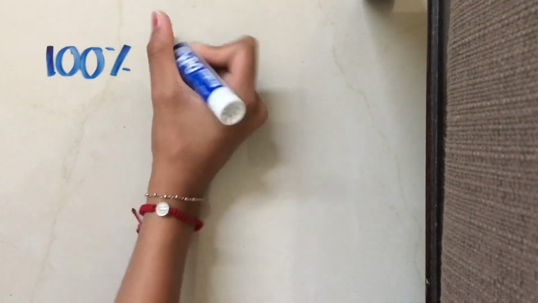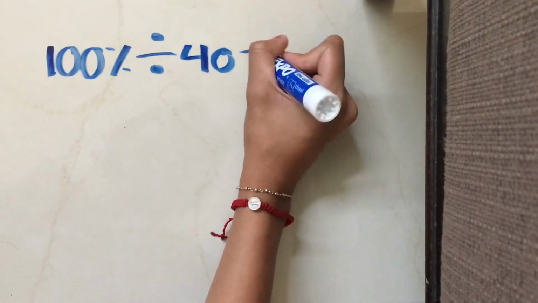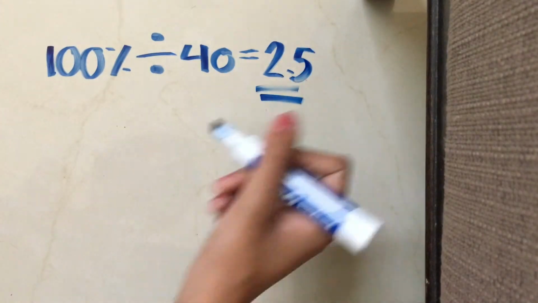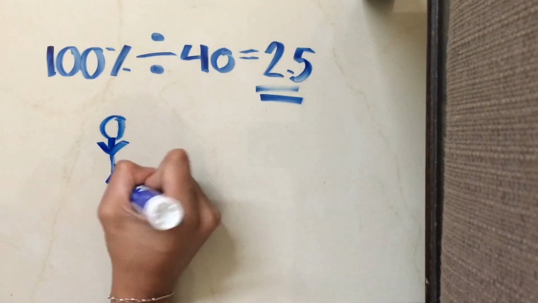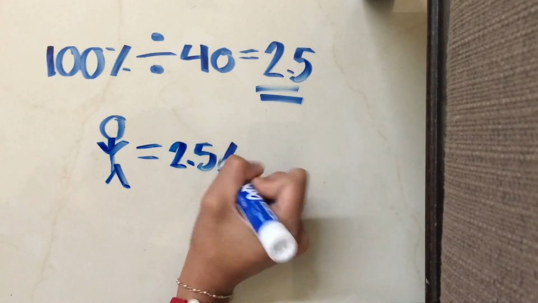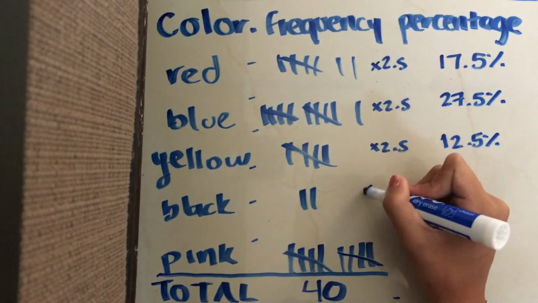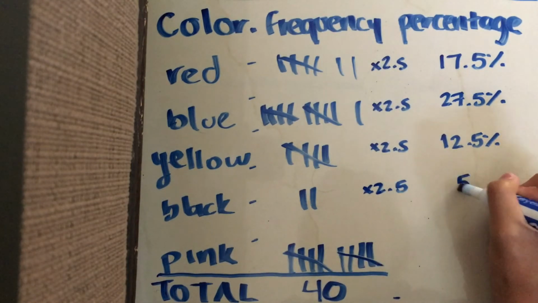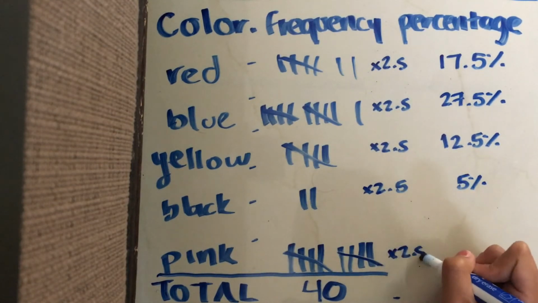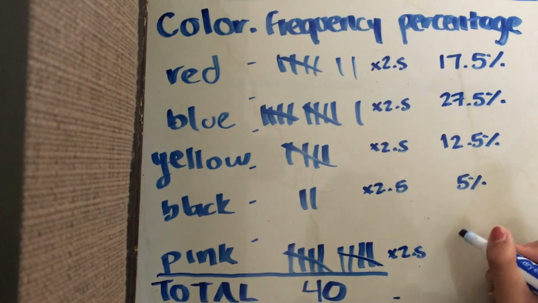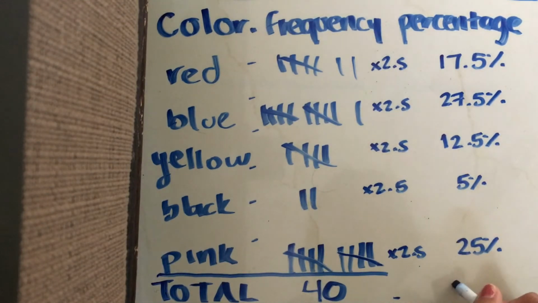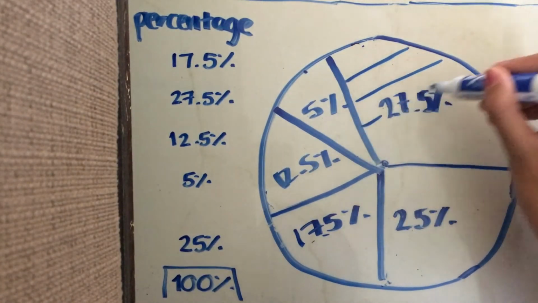So now we're going to do a little formula, which is 100% divided by the 40 people, which gives us 2.5. This means that each person represents 2.5% of our chart. So now we're going to multiply all the frequencies, meaning each person, times the percentage it represents. So for example, 10 times 2.5 equals 25% of the whole chart. So this gives us in total 100%.